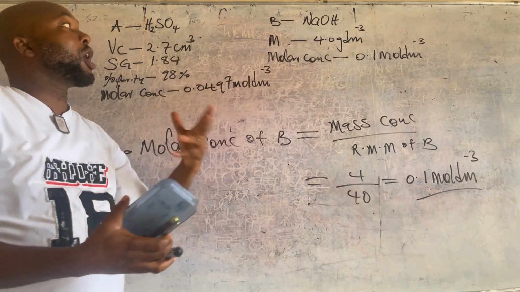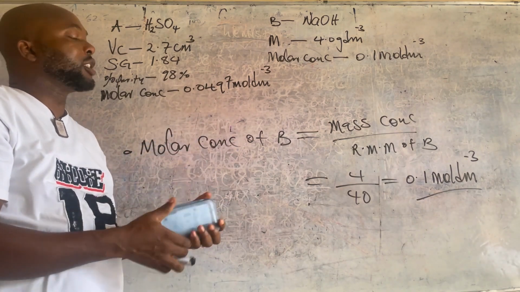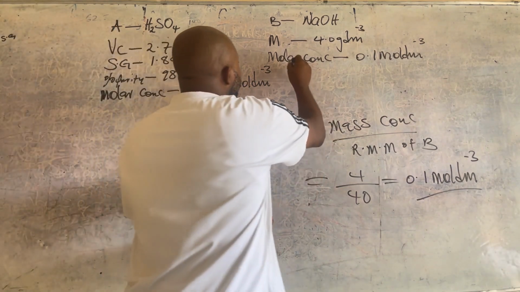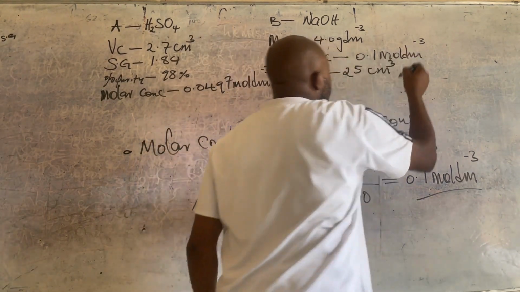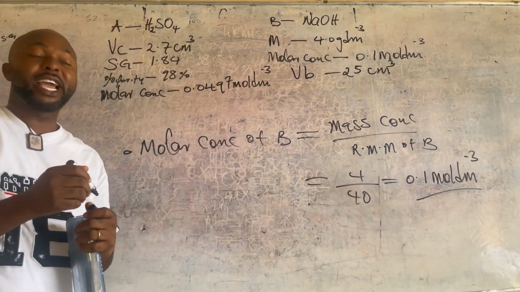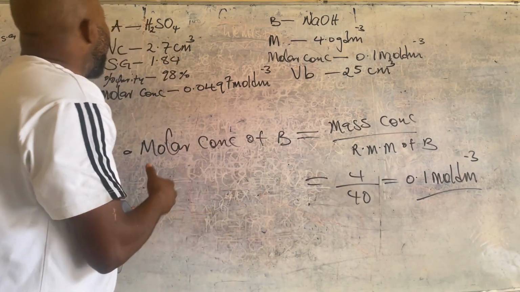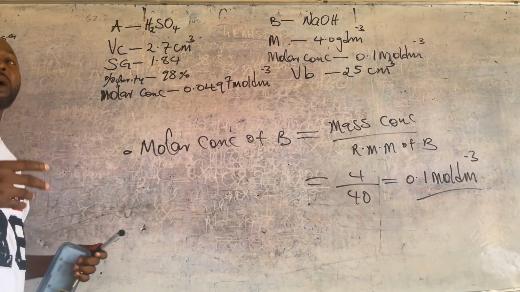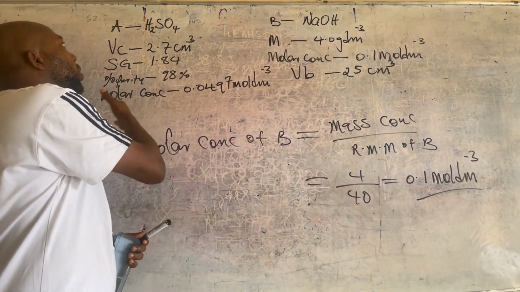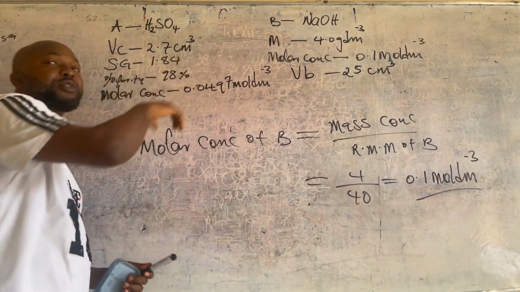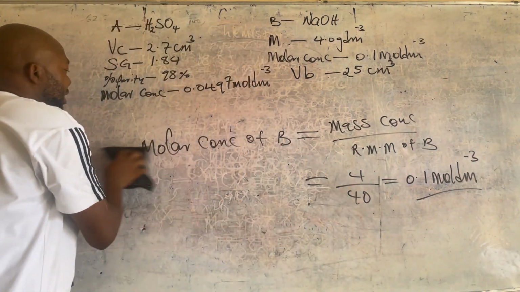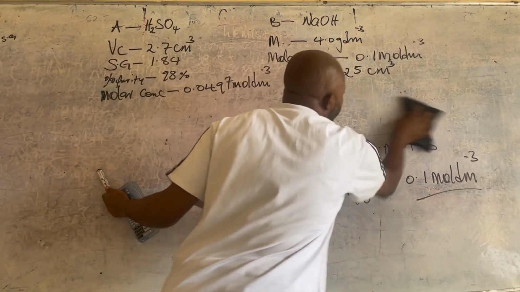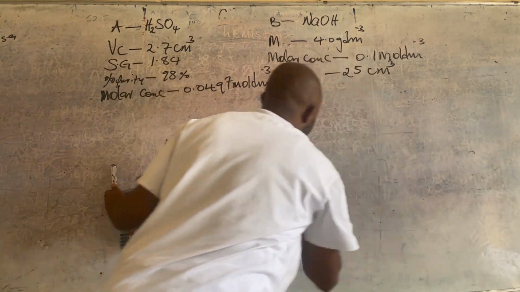We know that the volume of the base, VB, is always 25 cm cube as required. That is the size of your pipette. Now the volume of the acid is what we need to know, which is our endpoint. But we can also know that by balancing our equation of reaction to get the number of moles of acid and base. So I have to take this out and balance that equation.